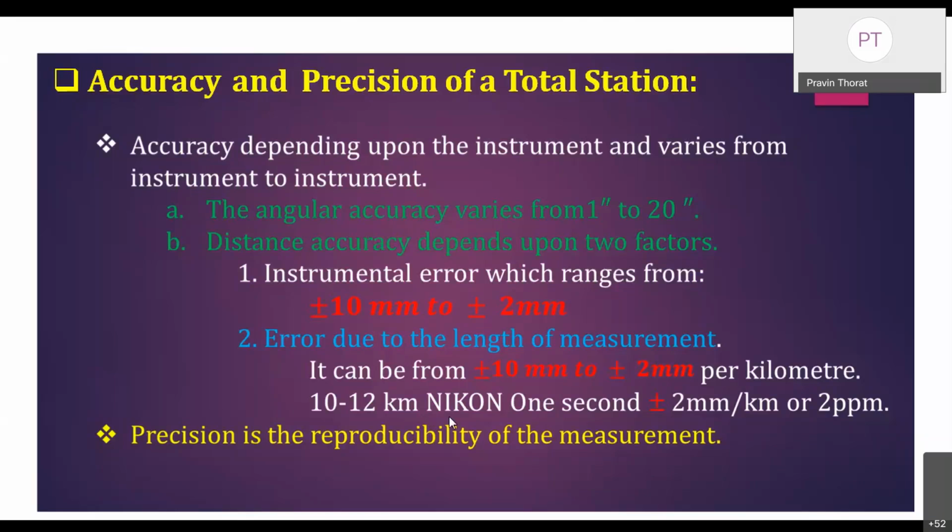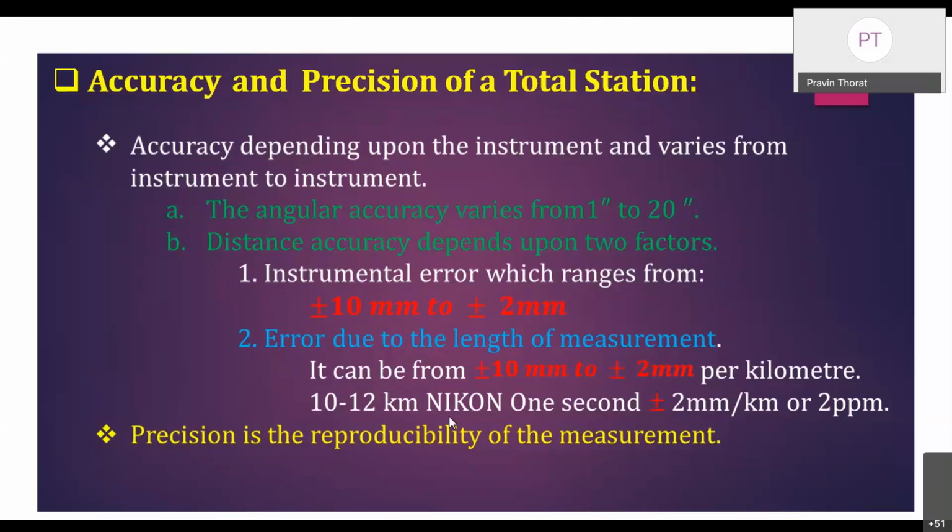The second is distance accuracy, which depends upon two factors. Number one, instrumental error, which ranges from plus or minus 10 mm to plus or minus 2 mm. Then error due to the length of measurement, which can be from plus or minus 10 mm to plus or minus 2 mm per kilometer. But when we use a top-end model, the error is minimized. In a Nikon 1 second total station, the accuracy is 10 to 12 kilometers or 2 ppm. The prism also affects the accuracy of the instrument. With a single prism, the range is 2.5 to 2.7 kilometers. With two prisms, it is 5.5 to 7 kilometers. And with a three-prism type, the accuracy increases, that is 5 to 7 kilometers.